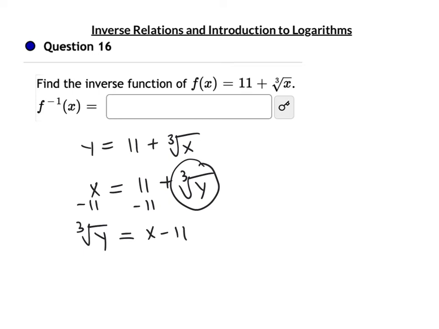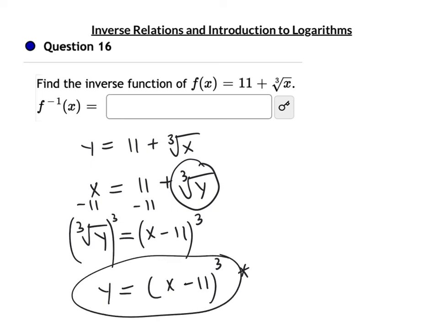I flipped it around. To eliminate that cube root, we need the inverse of a cube root. Inverse of a cube root is a cube. The inverse of a square root is a square. The inverse of a fifth root is a fifth power. So we'll cube each side, and this gets y by itself. And y will equal x minus 11 cubed. I hope they don't make us FOIL that. We'll check it in WAMAP. Good news, they don't. This is the answer they have.